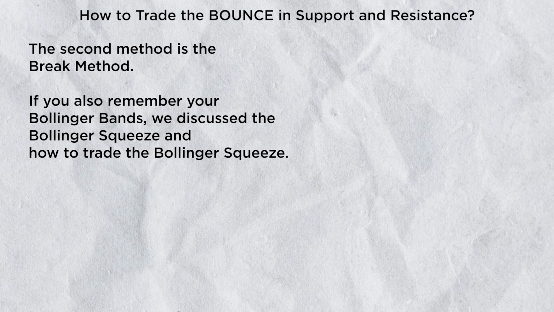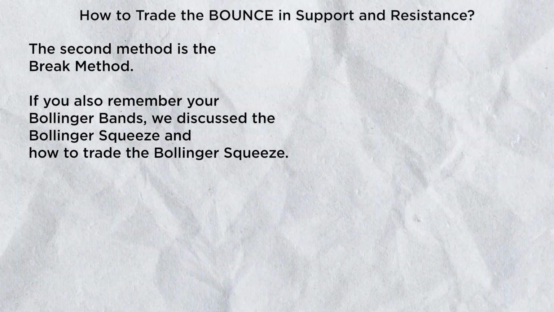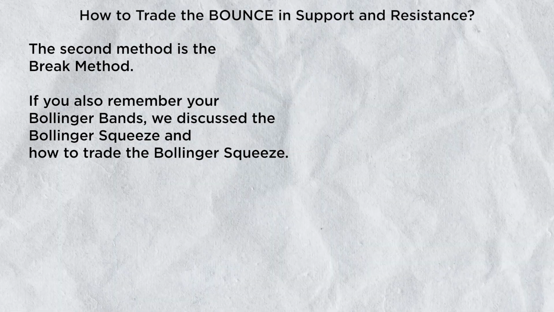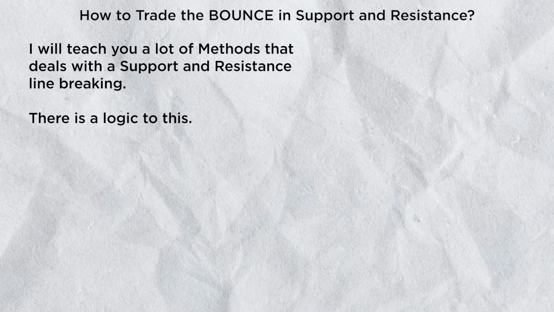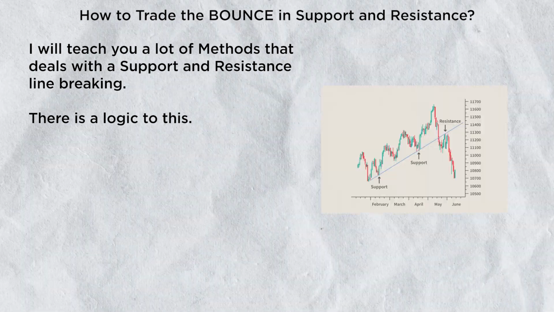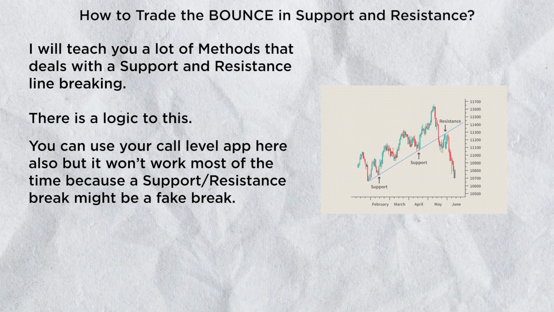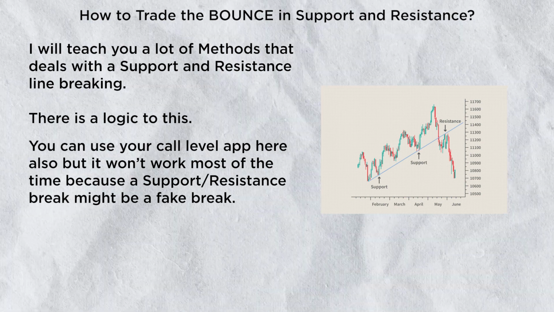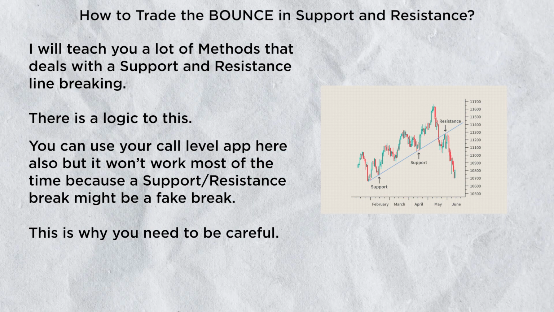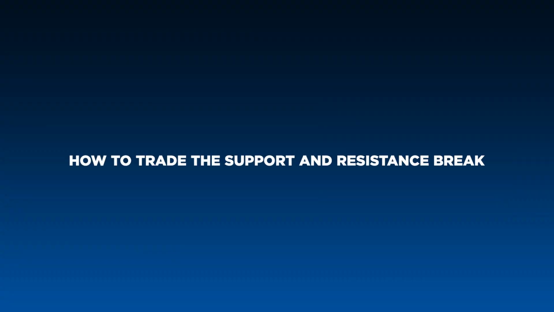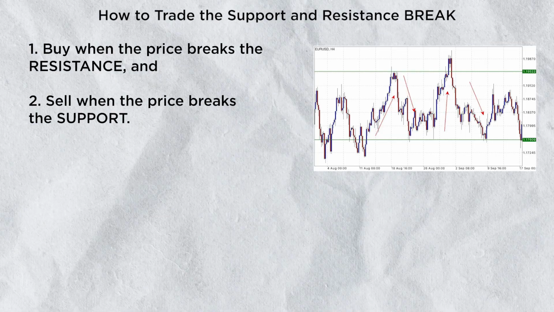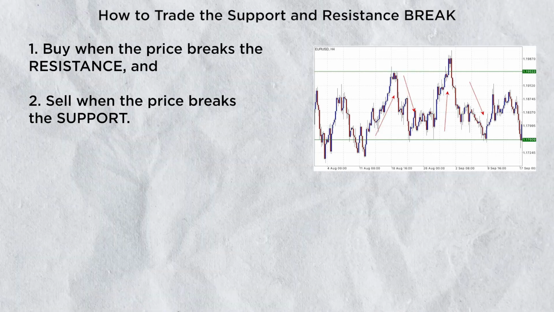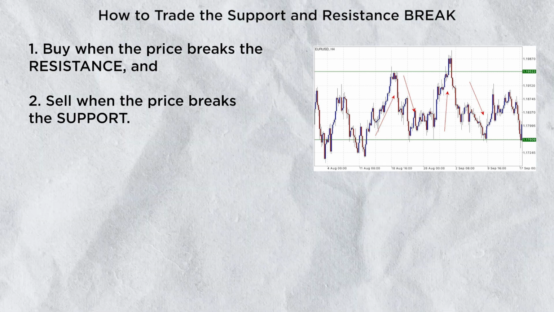The second method is the break method. If you also remember your Bollinger Bands, we discussed the Bollinger Squeeze and how to trade the Bollinger Squeeze. I will teach you a lot of methods that deal with a support and resistance line breaking. There is a logic to this. You can use your candlesticks app here also, but it won't work most of the time because a support or resistance break might be a fake break. This is why you need to be careful. How to trade the support and resistance break. 1. Buy when the price breaks the resistance. And 2. Sell when the price breaks the support.